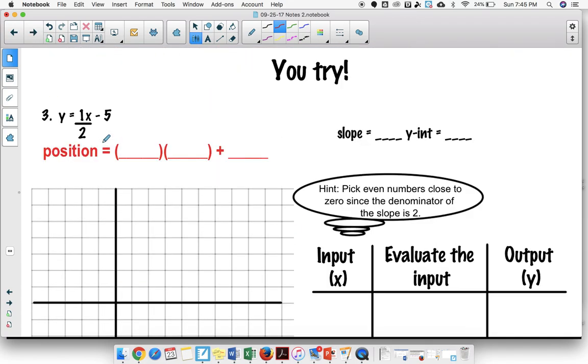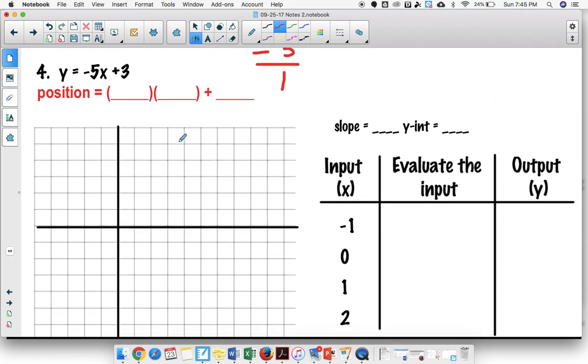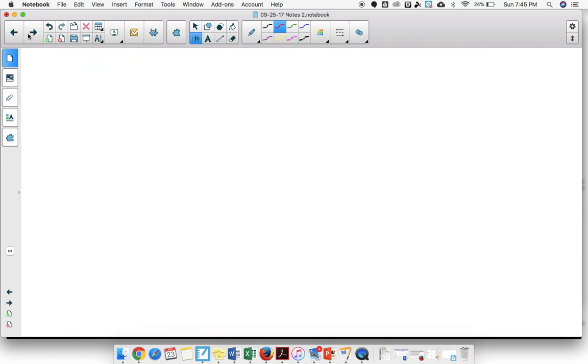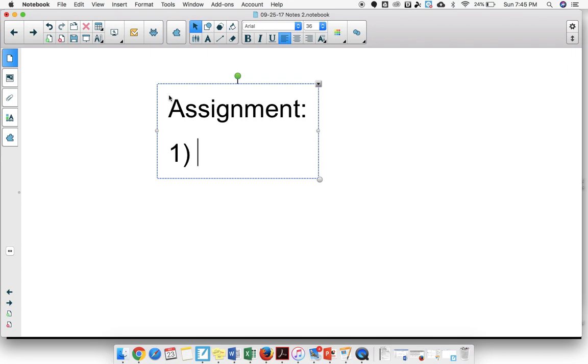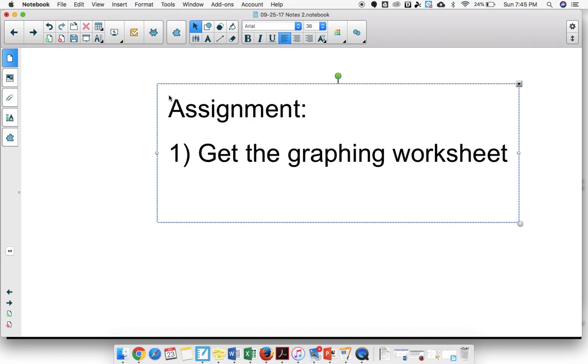Okay, so in class right now, your job is to finish numbers 3 and 4. Show them to me or a teacher so we can see that you understand this topic. Okay? Then your assignment, you have a choice. You can either get the graphing worksheet and complete that. I think there's like 12 graphing ones. They're pretty short. They won't take you a ton of time, but there's quite a few to practice.